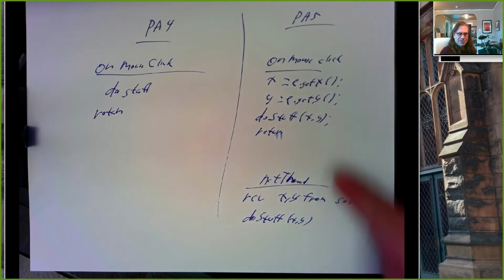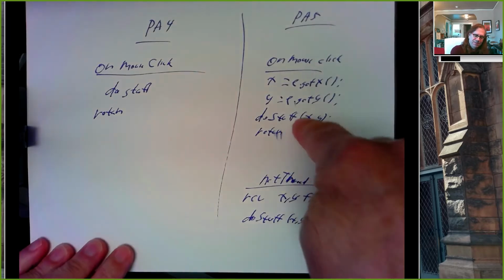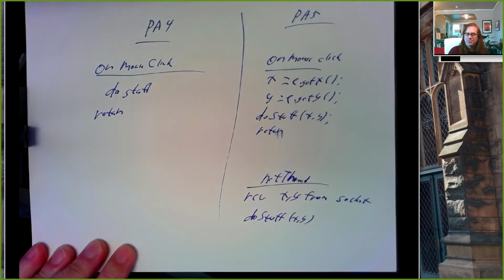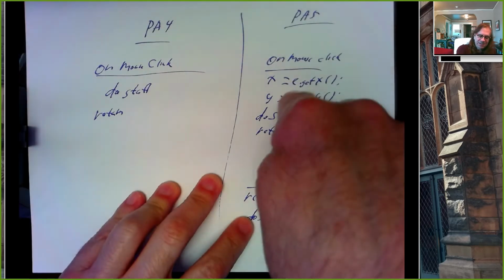Exactly. You call do stuff up here and you call do stuff from the netThread. That's how I would suggest doing it. And if you put do stuff inside the jpanel method, you're going to need to have some way for the netThread to have access to that method.